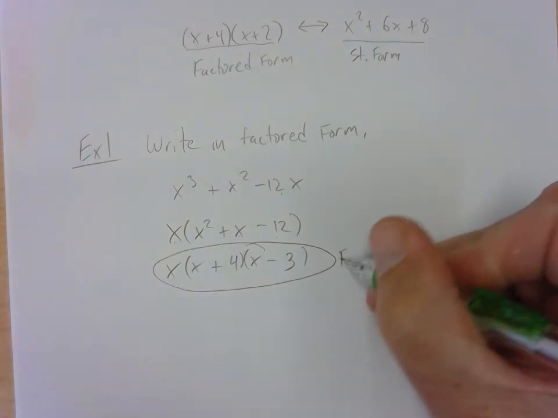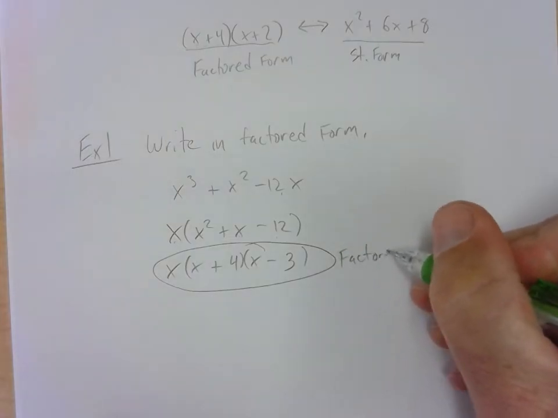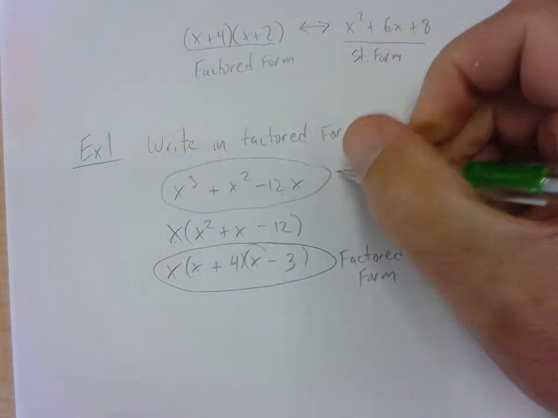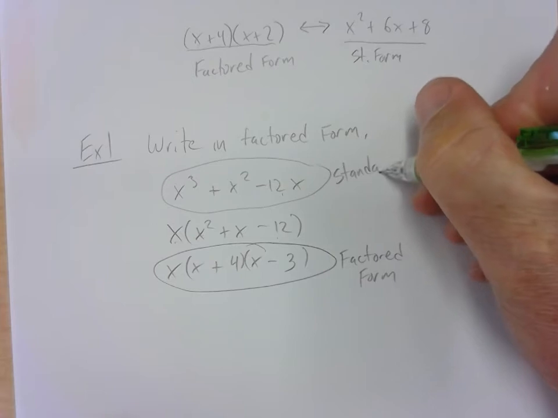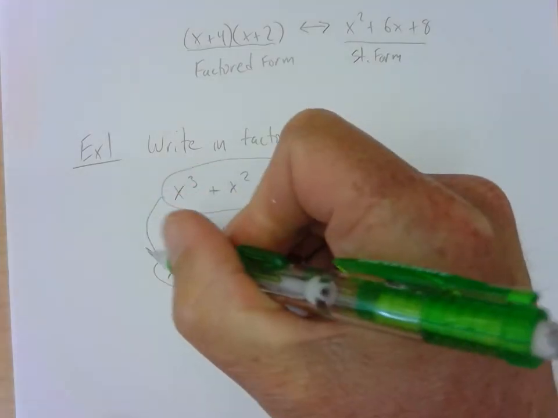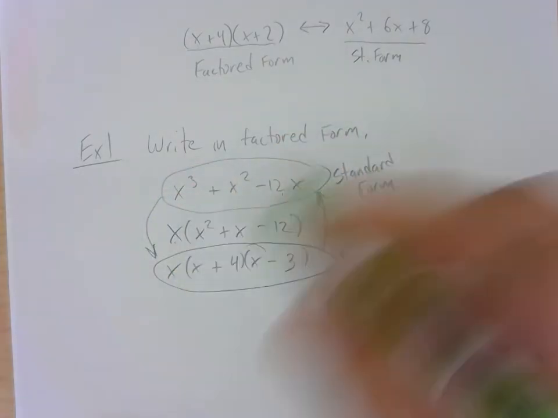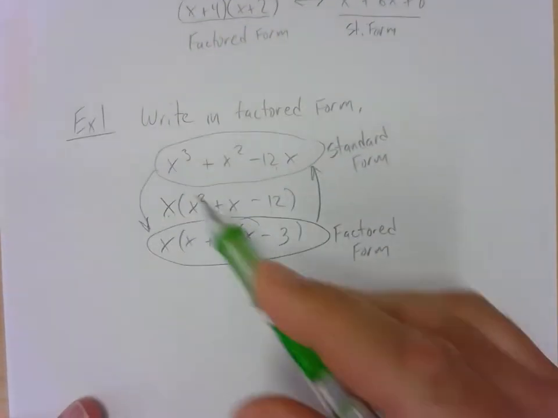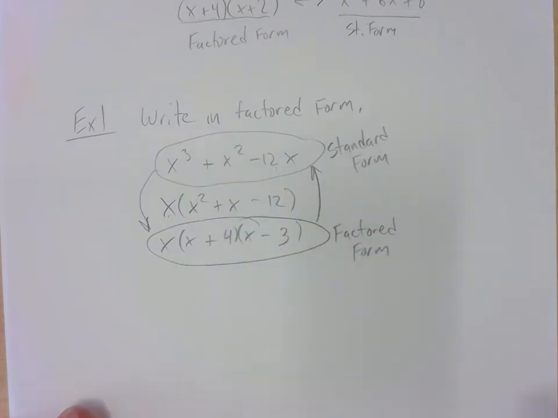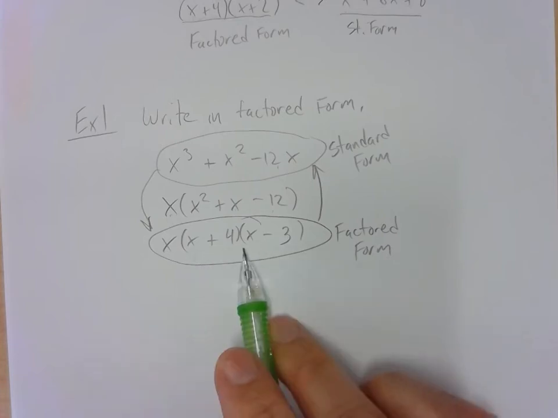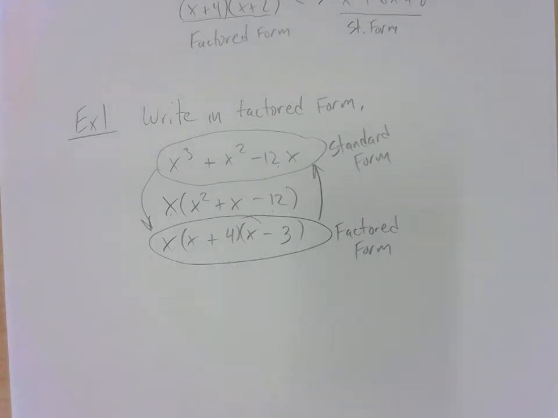It's factored. And then this one up here is standard form. It's all multiplied out. So switching between the two, going from here to here or from here back to there, is something we need to be comfortable with. So just like we practiced a whole bunch with quadratics, here's a cubic and we're switching it between the two forms. Why do we want to switch it between the two forms? Because when it's factored, then we can solve by setting each factor equal to 0.